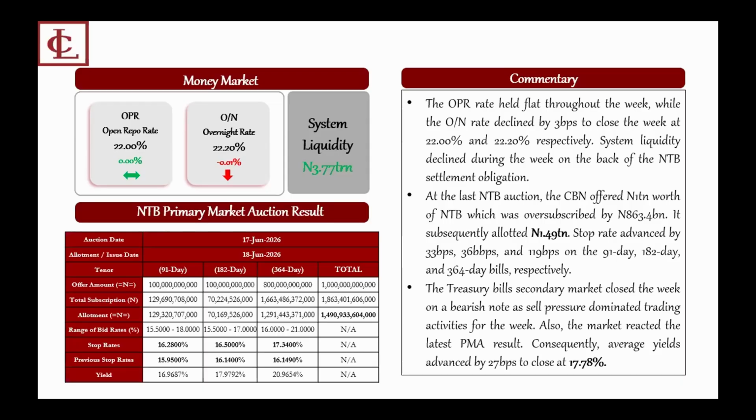Following the auction, the CBN allotted a total of 1.49 trillion, significantly above the initial offer size. Despite the strong subscription levels, stop rates advanced across tenors, indicating investors' preference for higher yields in the current interest rates environment. Specifically, stop rates increased by 33 basis points, 36 basis points, and 119 basis points on the 91-day, 182-day, and 364-day instruments, respectively. The notable increase at the long end of the curve suggests investors' continued demand, adding yield compensation and further duration exposures, reflecting expectations that interest rates may remain elevated in the near term.